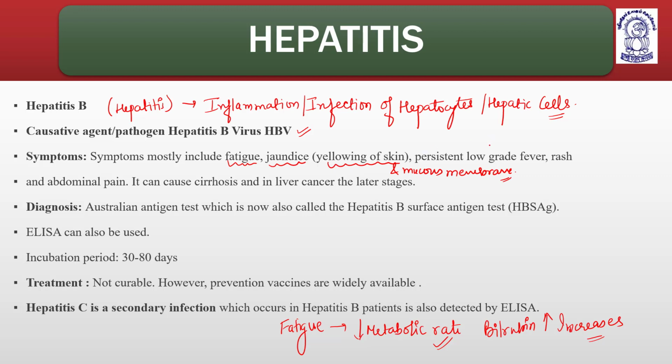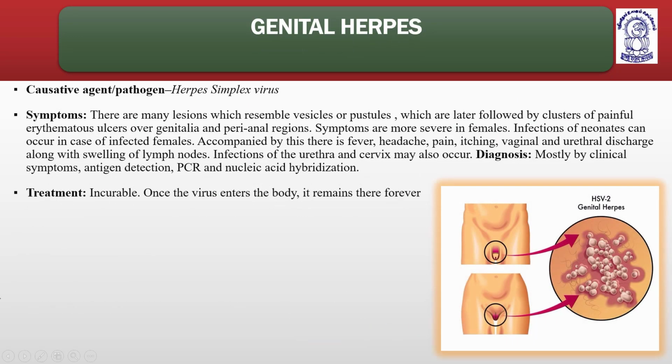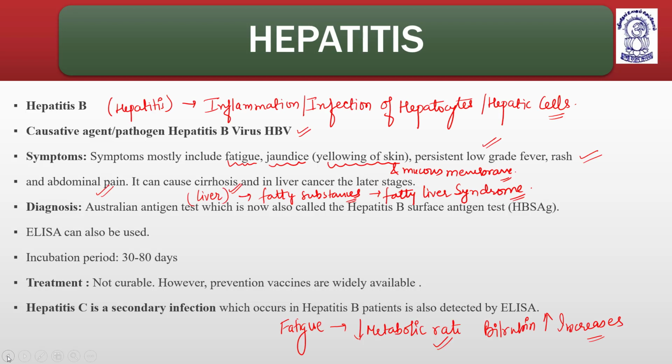The person suffers from persistent low grade fever. Rashes on the body, abdominal pain. It can cause liver cirrhosis as a complication, meaning the cells of the liver undergo deposition of fatty substances, also known as fatty liver syndrome. This is because the bile levels in blood are increased.